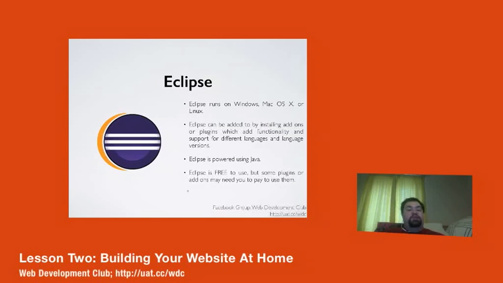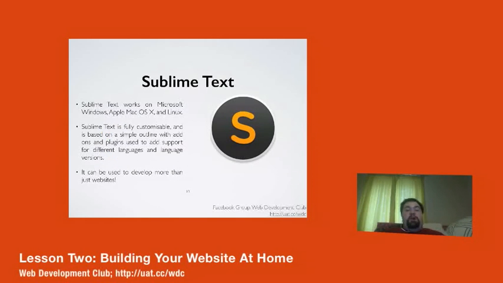So next on our list is Sublime Text. Sublime works on Windows, macOS, and most versions of Linux or Unix. It has one advantage over the other pieces of software on this list, in that it can be used to build more than just websites, like Eclipse and Aptana. It can be used to build other pieces of software.